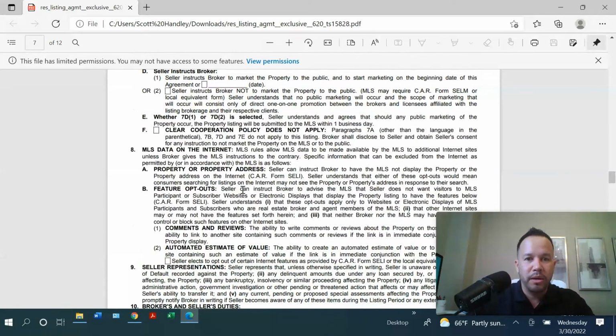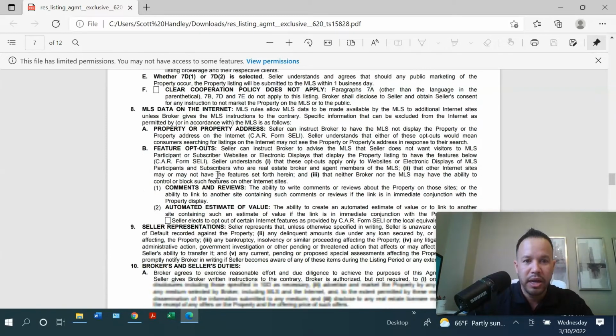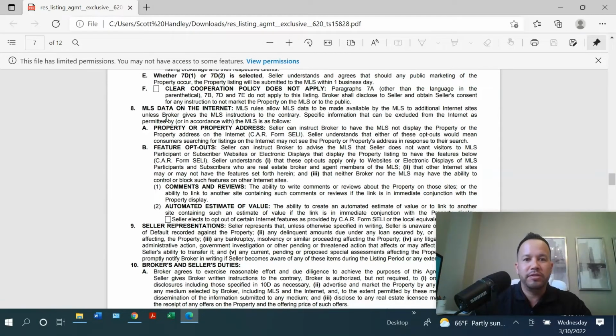All right, moving right along here, there's not too much that we need to check. Clear cooperation policy does not apply. We're going to go ahead and leave that blank. Again, they really hammer down on the MLS data on the internet, because in the past it became a confidentiality thing where people are complaining, hey, my daughter's room is being shown and syndicated on 86 different platforms, and we have our pictures on the wall with family, stuff like that. So that's exactly why we have all of these legal disclaimers here regarding that. Okay.